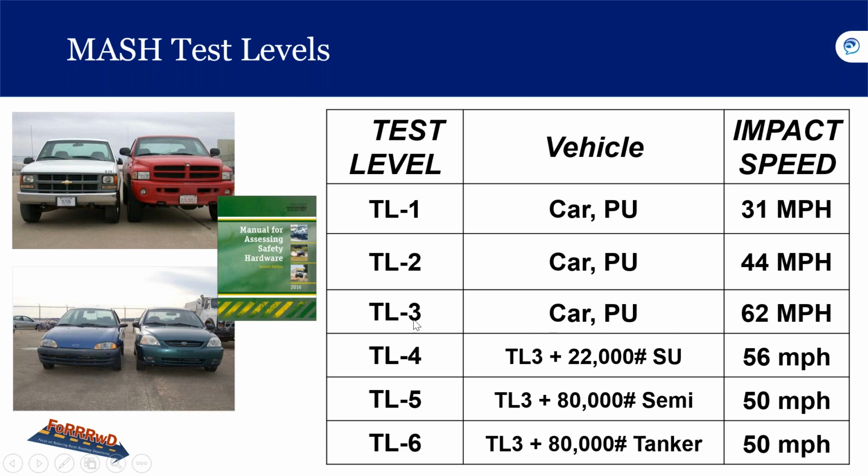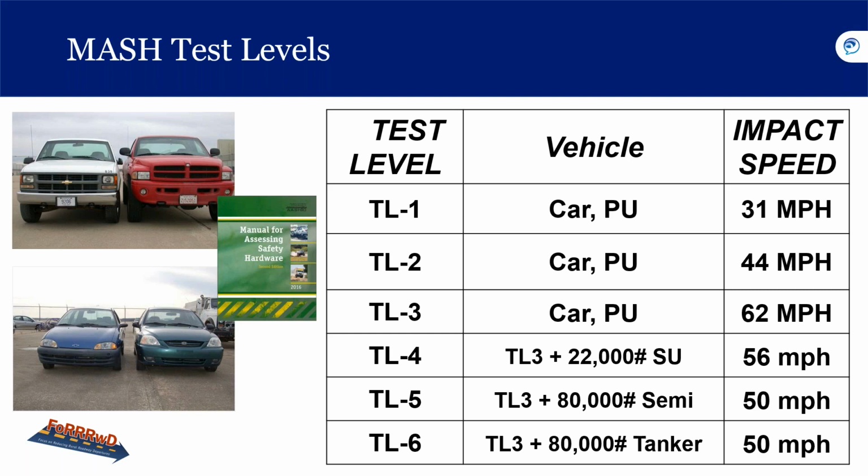And so we look at this as an example here, TL3 in the middle here at 100 kilometers per hour is the basic test level for most high-speed roadways. So, 100 kilometers per hour is going to be more than 60 miles per hour. TL-1 and TL-2 are the same conditions, but run at lower speeds.